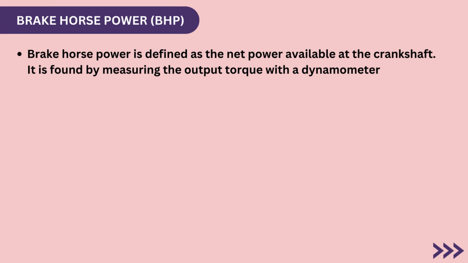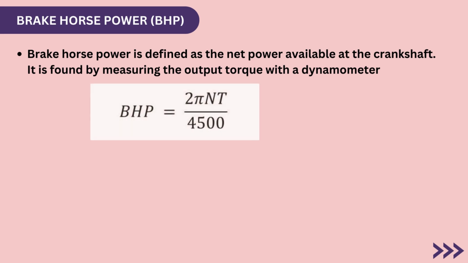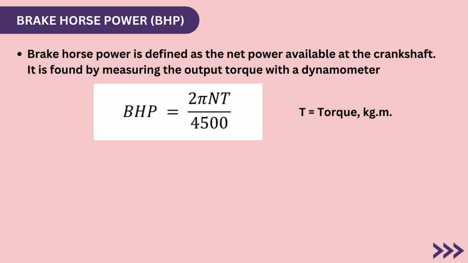Then brake horsepower. Brake horsepower is defined as the net power that is available at the crankshaft, and generally to measure it we measure the output torque with a dynamometer. So here brake horsepower is equal to 2 pi NT divided by 4500, where N is again rotation per minute and T is the torque in kg meter.